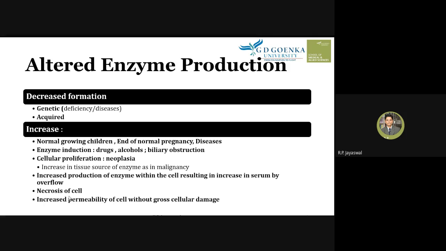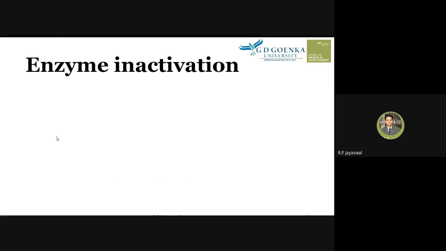Next, necrosis of cell. What is cell necrosis? It's cell damage, cell destruction. If there is cell destruction, maybe because of a microbial agent or some immune mechanism, that can lead to increased leakage of enzyme from the cell. And last, increased permeability of the cell without gross cellular damage. If the permeability of the cell membrane is increased, it can lead to an increased level of enzyme in the serum.